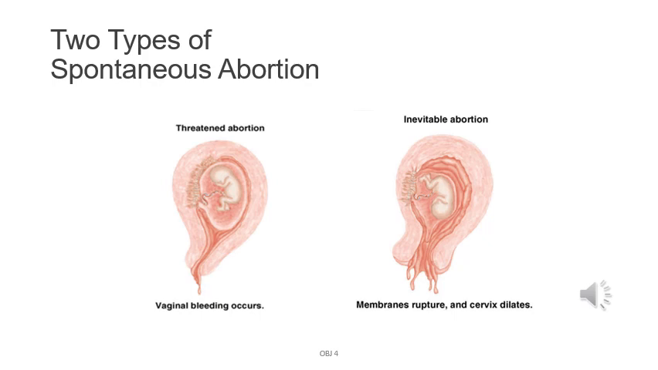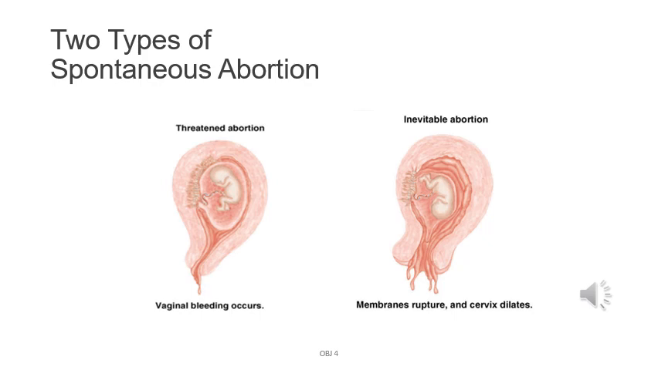An inevitable abortion is when membranes rupture and the cervix dilates. Okay? You may have active bleeding, which will be present and heavy. There will be natural expulsion of the uterine contents, including fetal tissue, also known as products of conception. Sometimes these women will need a D&C, and this can turn into an incomplete AB also, which is why they have to go and have a D&C.